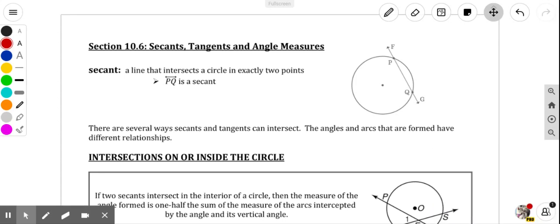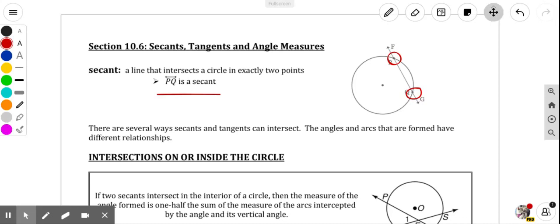Okay, so first of all, let's define a secant. A secant is a line. It could also be like a segment or ray or something like that, but a line that intersects a circle in exactly 2 points. So notice this PQ here intersects the circle at P and Q. So line PQ would be considered a secant.